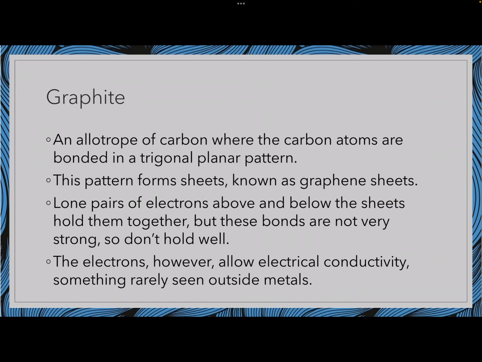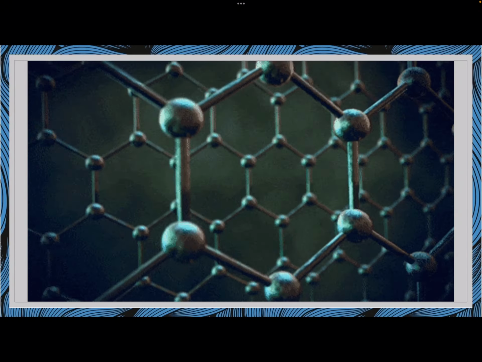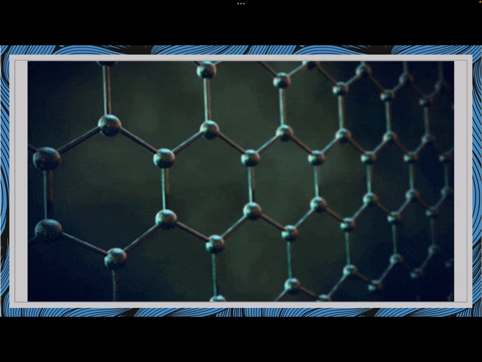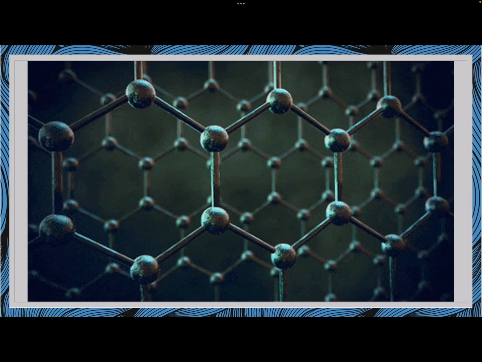These electrons, however, allow electrical conductivity, which is something rarely seen outside of metals. So when we say metals conduct electricity and non-metals don't, again, because it's chemistry, there are some exceptions to the rule, and one of them is graphite. Okay, so we quite often use graphite electrodes for electrochemistry just because they're non-reactive. So here's an example of some graphite. I just found this animation, it gives a good picture. Just hexagon sheets stacked on top of each other.